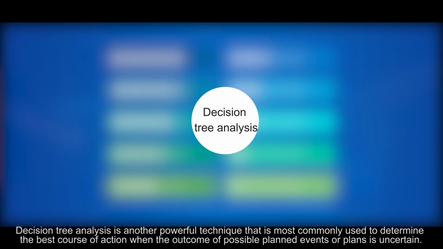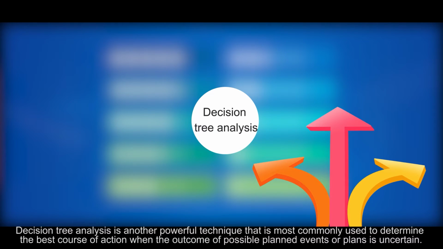Decision tree analysis is another powerful technique that is most commonly used to determine the best course of action when the outcome of possible planned events or plans is uncertain.